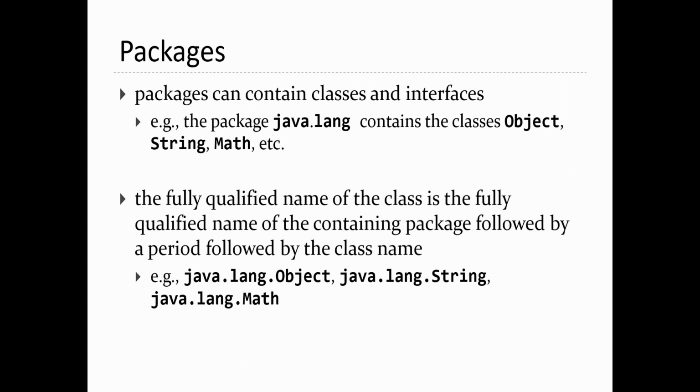Once you have a class inside of a package, you then have what's called the fully qualified name of the class. Not surprisingly, that's just the fully qualified name of the package, followed by the class name. So what's the fully qualified class name of Object? Well, it's java.lang.Object. What's the fully qualified name of String? Well, it's just java.lang.String.